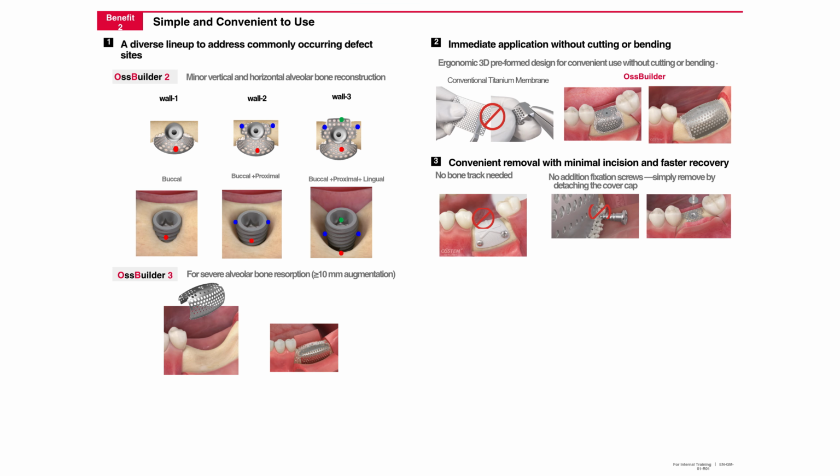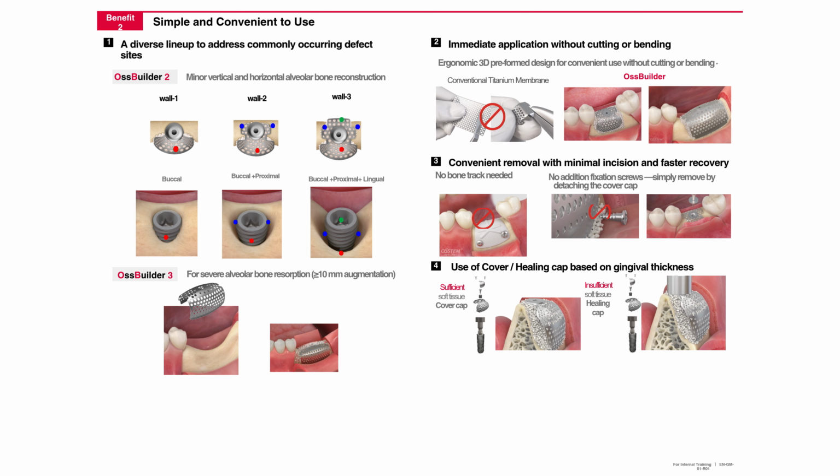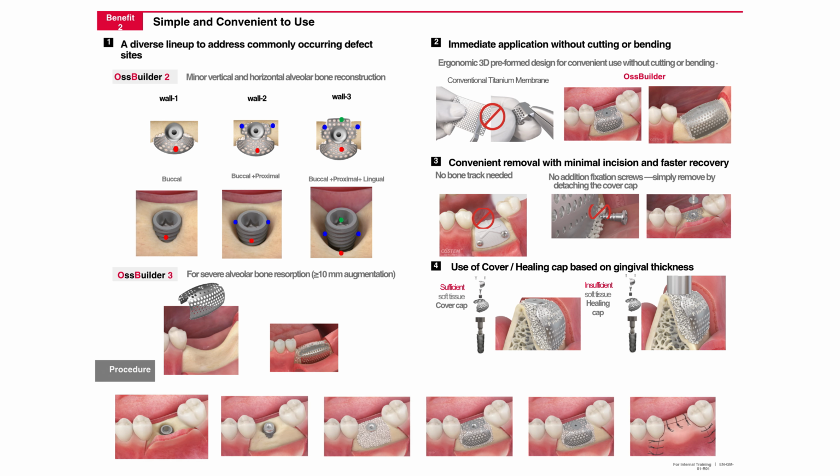Furthermore, it can be fixed without bone tacks, and removal is simple, as it can be done by detaching the cover cap without additional fixation screws. This reduces surgical complexity and patient discomfort. Lastly, depending on soft tissue conditions, either a cover cap or a healing cap can be selected, allowing flexible application in various clinical situations. The overall procedure is straightforward: implant placement, anchor fixation, bone grafting, OssBuilder placement, cover cap or healing cap connection, and suturing.